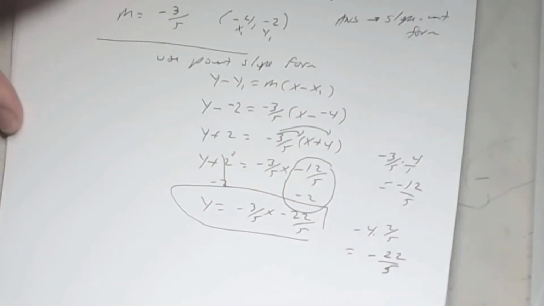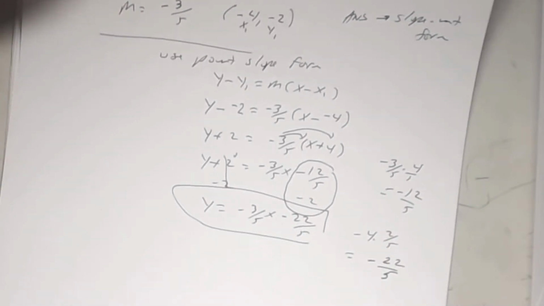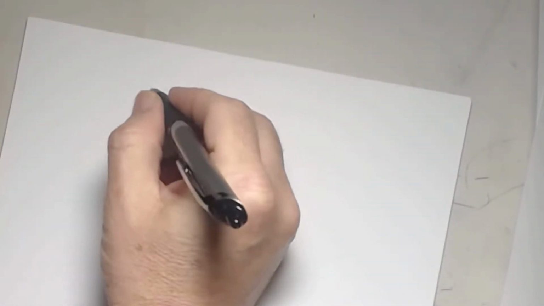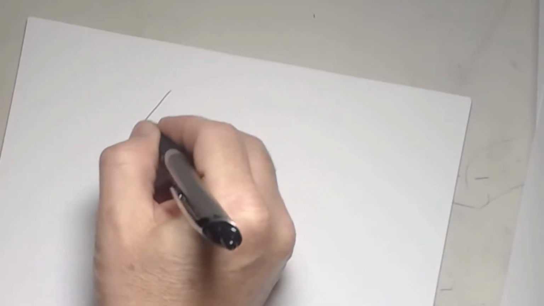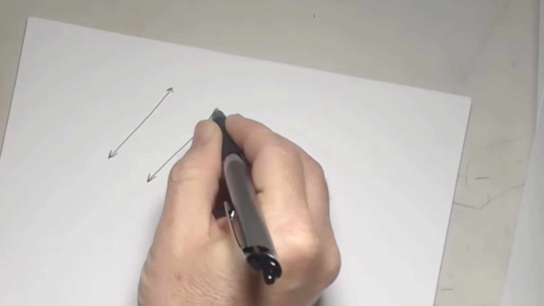Okay, listen carefully to this. Still dealing with the idea of slope. Okay, listen carefully. If you have 2 lines that are parallel, what do you notice about their steepness? They're the same. They have the same steepness.